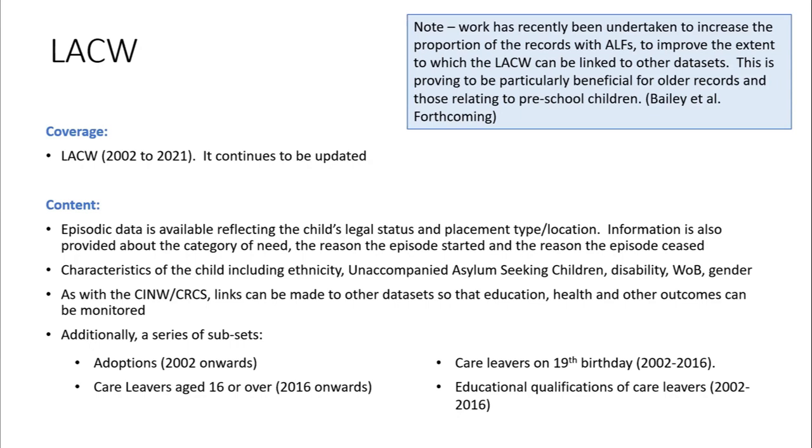One is the care leavers at 19th birthday data set. So that includes information about whether the care leaver was in contact with the local authority responsible for them when they left care, their involvement in employment, education, or training activities, and the type and suitability of the accommodation. And then lastly, we have the educational qualifications of care leavers. And as the name suggests, the main purpose of this data set was to record the qualifications that care leavers had gained at the point that they ceased to be looked after.